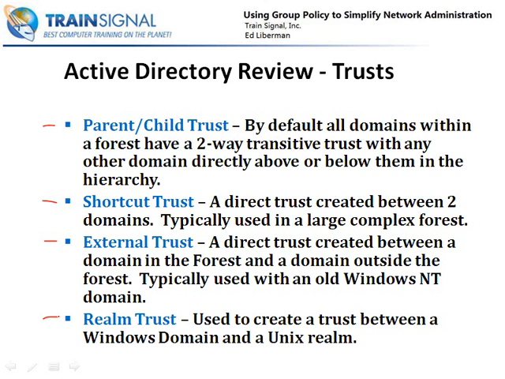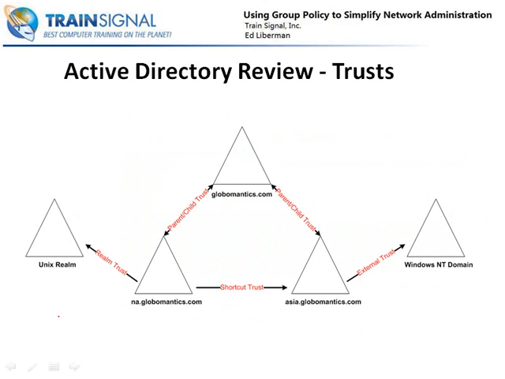And the last one I have listed here is something called a realm trust, which is essentially the exact same thing as an external trust, except that you're creating this trust between a Windows domain within the forest and a Unix realm, which is kind of like saying a Unix domain. So both the external and the realm trust are things that you won't typically see a lot of. Parent-child trust is there by default, and the shortcut trust is something that's commonly used if you have a large, complex forest. Now, let's take a look at what I was trying to mention before.